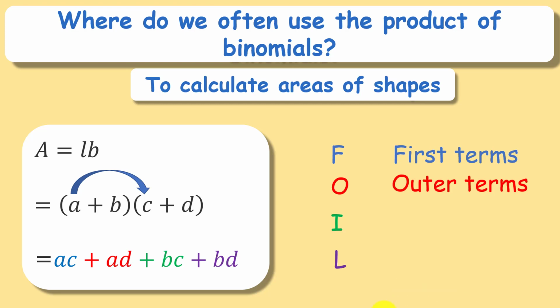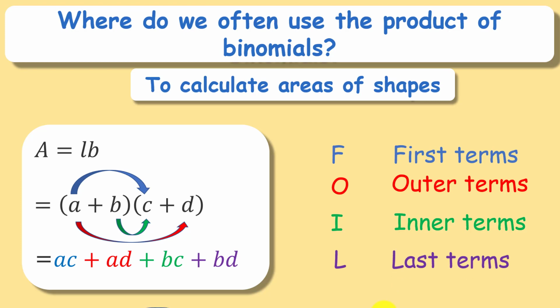Then we'll multiply the outer terms. That will be the first term in the first bracket and the last term in the second bracket, a times d. Then the inner terms, do you see those two middle terms, b times c? And then the last terms in each bracket, the b times d. And that will give us the same answer, ac plus ad plus bc plus bd. This is called the FOIL method.